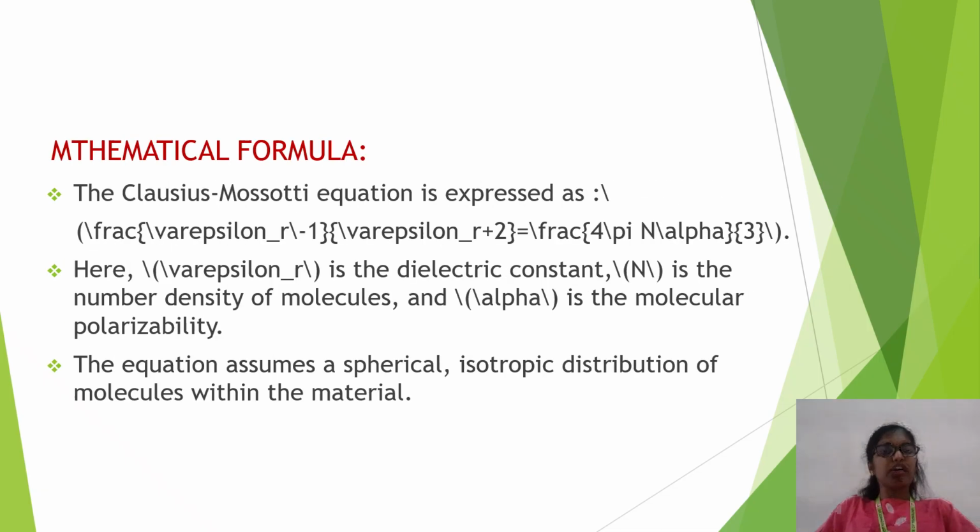Then we discuss the mathematical representation of the Clausius-Mossotti equation. This is the mathematical representation of the Clausius-Mossotti equation. Here, epsilon r is the dielectric constant, n is the number density of molecules, and alpha is the molecular polarizability. The equation assumes a spherical isotropic distribution of molecules within the material.